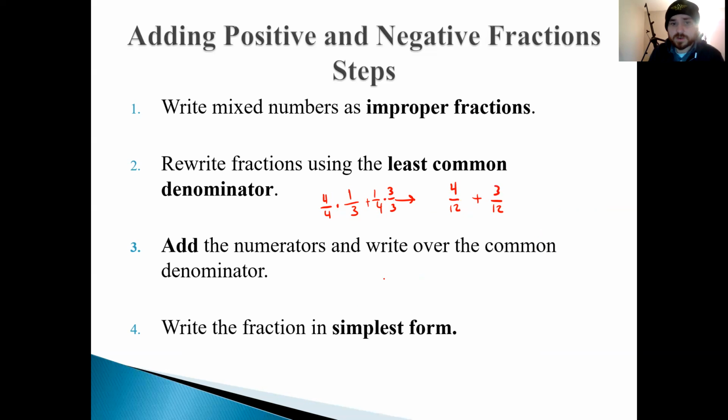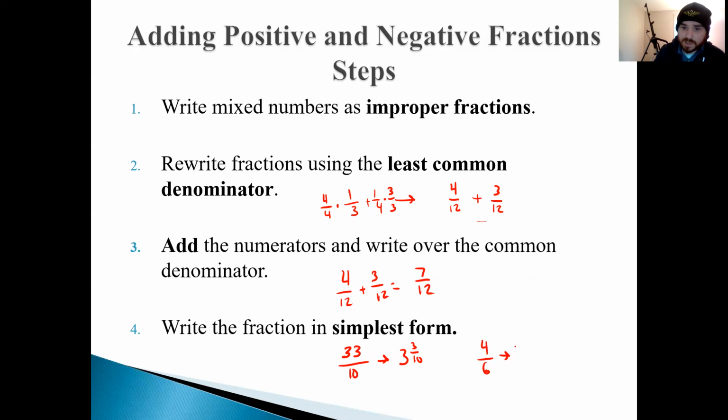Then once we've got our denominators the same, we just add our numerators together. So in the case that I just looked at, 4/12 plus 3/12, we just add these across, so we get 7/12. And then the last step is to write the fraction in simplest form. So if you have something like 33/10, you can rewrite that as 3 3/10. Or if you have, say, 4/6, you can reduce it as 2/3.